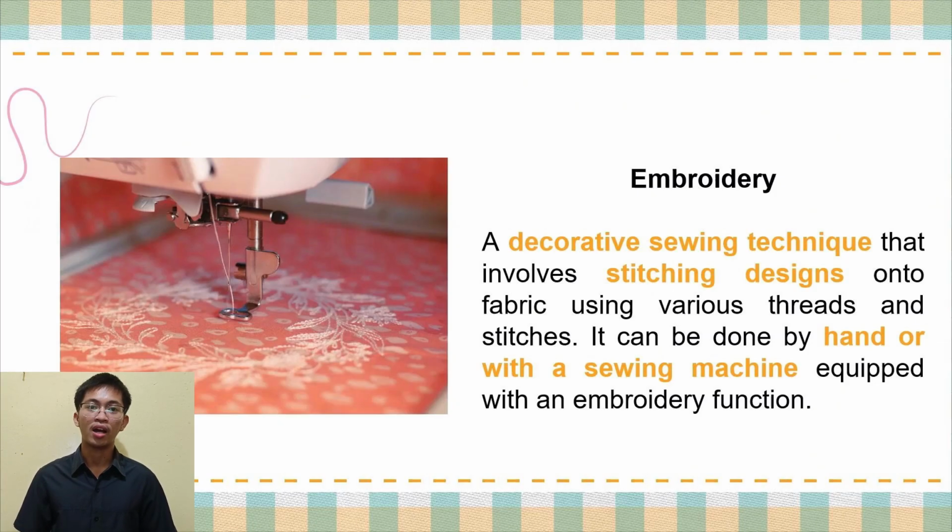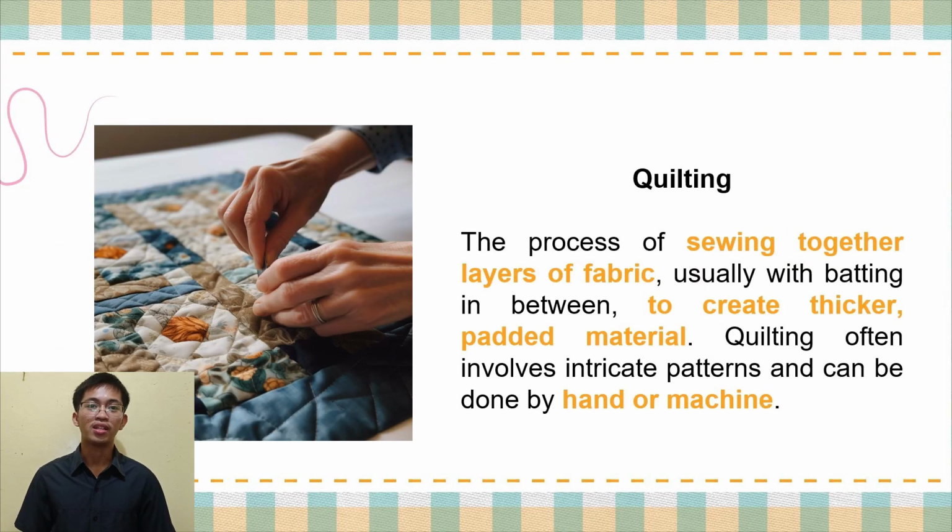It can be done by hand or machine. The next one is quilting. Quilting involves sewing layers of fabric together with padding in between. It's often used for making thick, warm items like quilts.